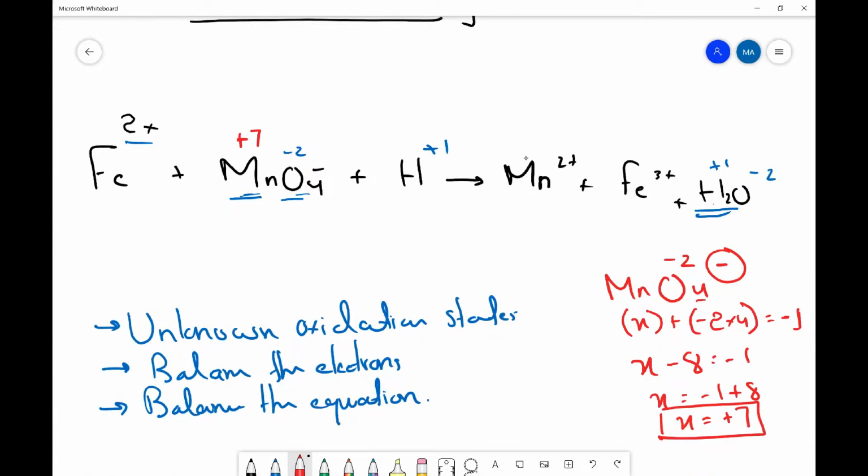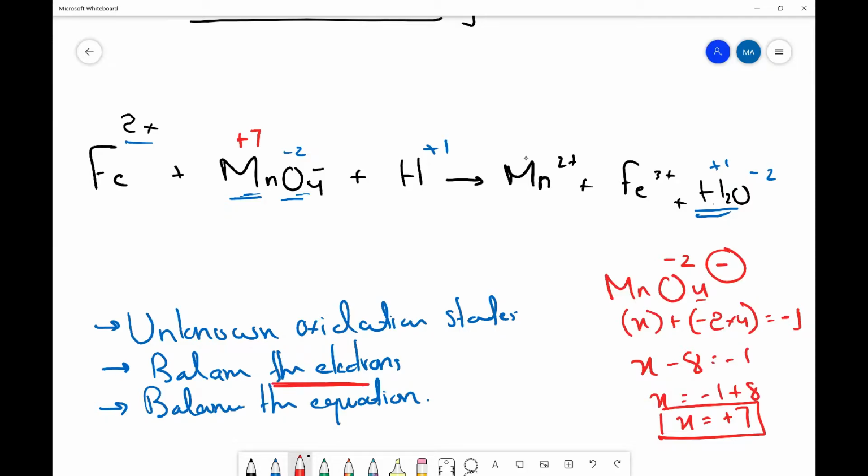So we're supposed to just multiply and use the electron number to figure out the unknown oxidation states. Yes, that's it. This is the first step. Once you're done with that, you're given all the oxidation states. Every ion in the equation has its oxidation state. The next step is to balance the electrons.